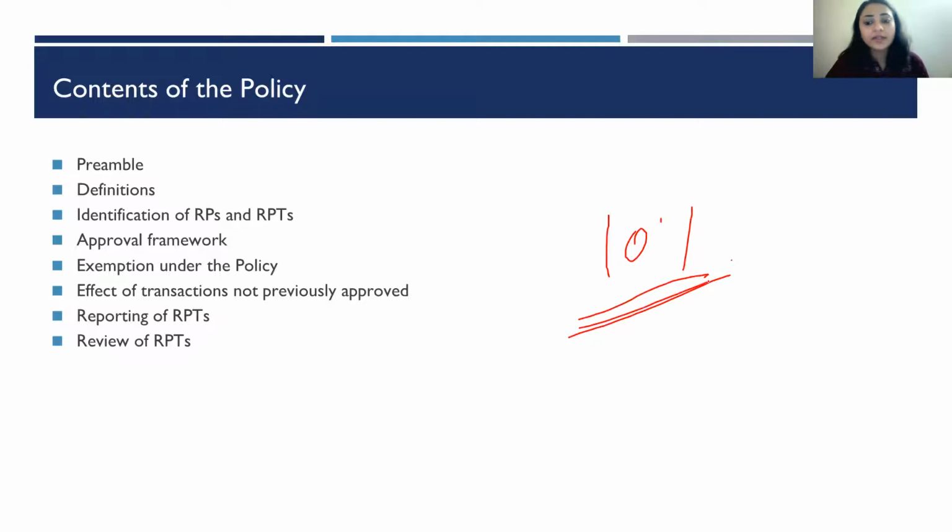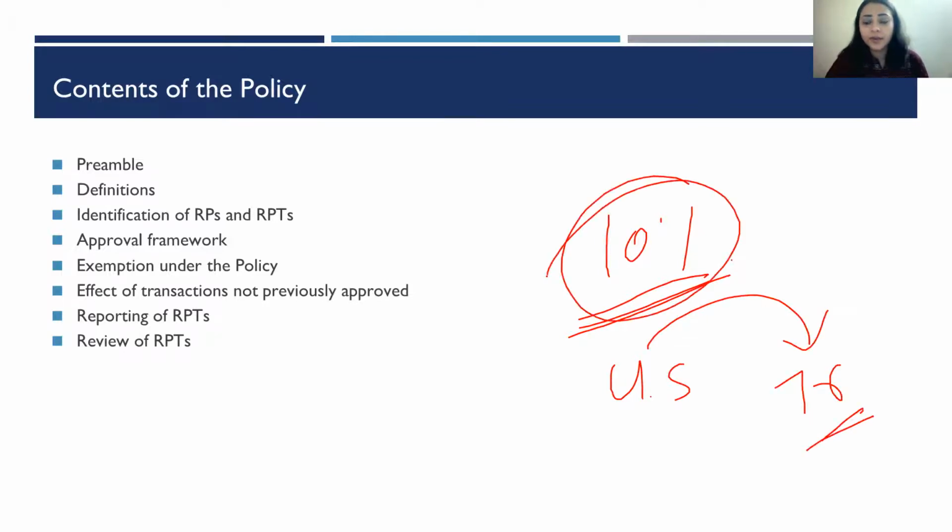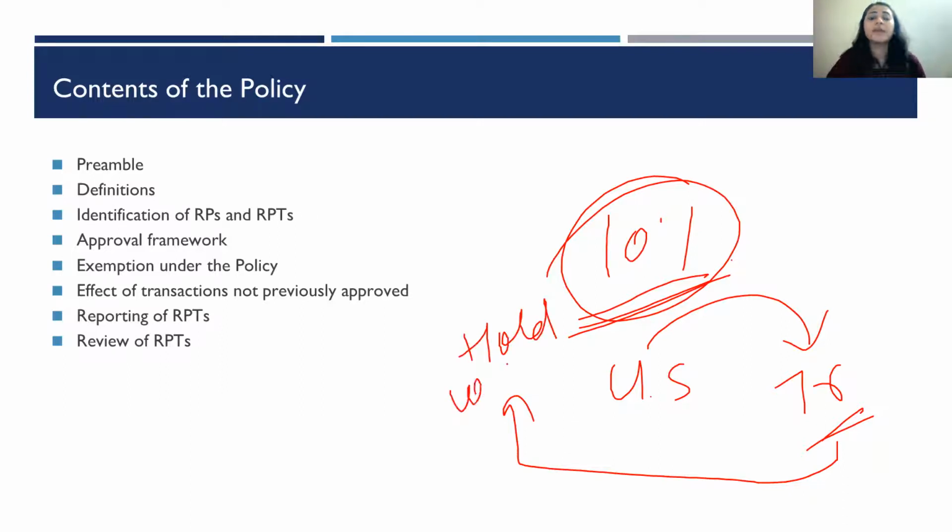So if the unlisted subsidiary enters into any transaction which exceeds this limit of 10%, in that case, it will go for the approval process at the holding company. At the holding company, the audit committee's approval will be required. So now I also have to maintain the list of related parties of the subsidiary as well, and that also needs to be reviewed and updated on a periodic basis. Next, we move on to the approval framework.